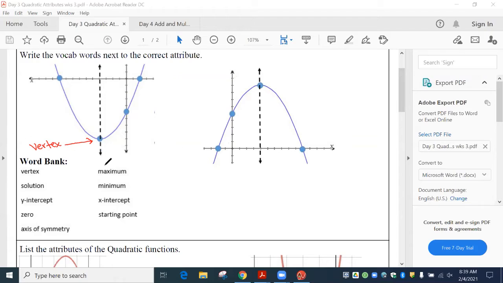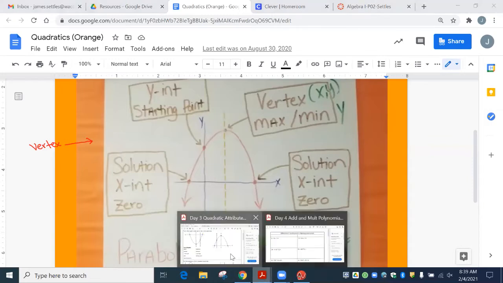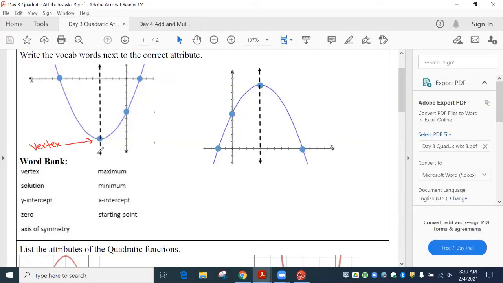All right, so this is also known as the maximum and the minimum. Now, for the most part, we don't really talk about maximum and minimum right now, but this top is also known as the max and the minimum. Now, if it's on top, it's a maximum. If it's on bottom, it's a minimum. So right here, it's on the bottom, so we would call this a minimum. And I just put min.